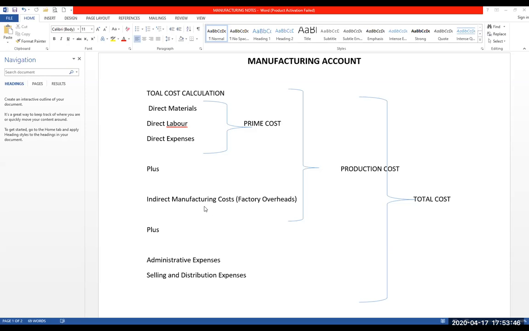The next discussion is, okay, fine, what types of costs make up your manufacturing account? In there, we have direct costs and indirect costs. Direct costs are those that are directly traced to the manufacturing of the product, versus indirect costs, which cannot be directly traced to the product. So direct costs include direct materials, direct labor, and direct expenses.